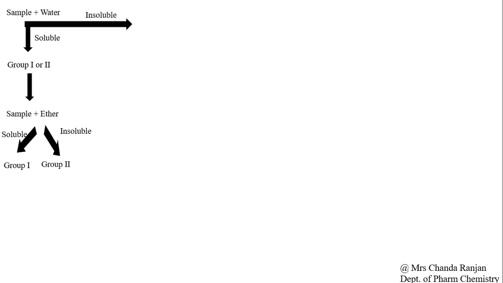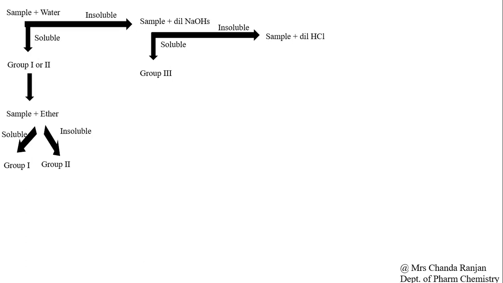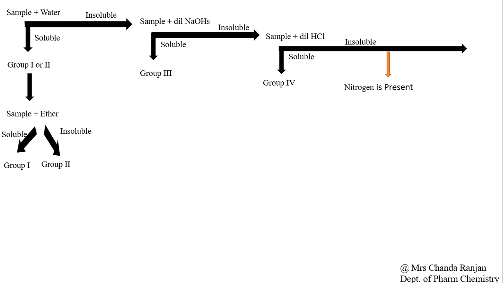Now, for those which were insoluble in water, what will we do? We will take the sample again and try to dissolve it in dilute NaOH. If it is soluble, it will be group 3. If it is insoluble, what will we do? We'll again take the sample and try to dissolve it in dilute HCl, that is 5% HCl. If it is soluble, it will be group 4. If it is insoluble, then after the elemental analysis, if we find nitrogen is present, it is group 7.